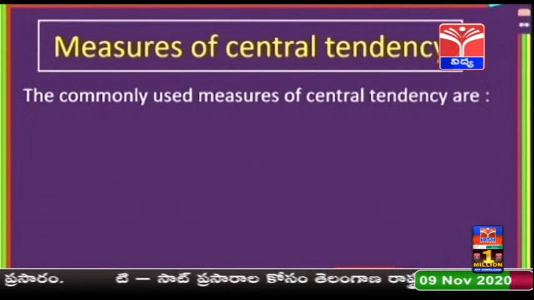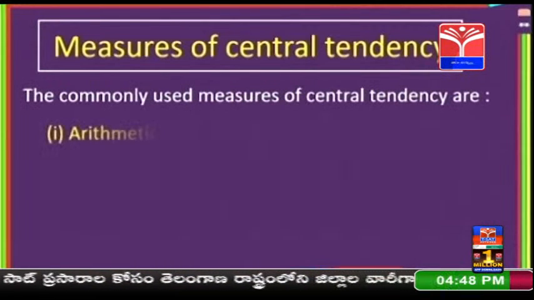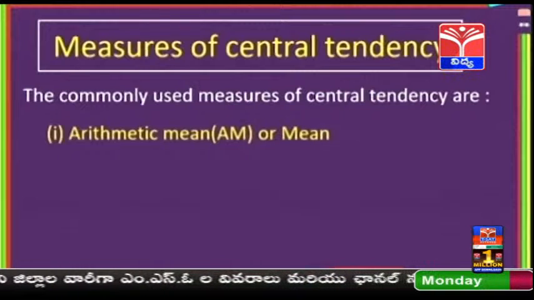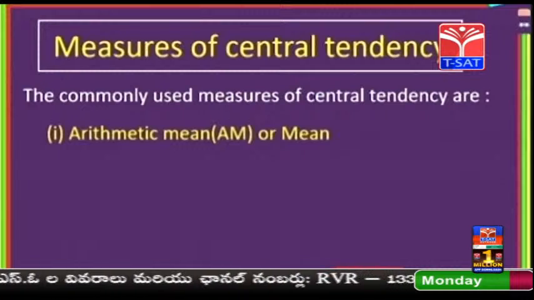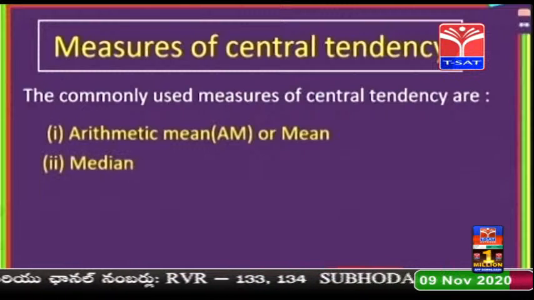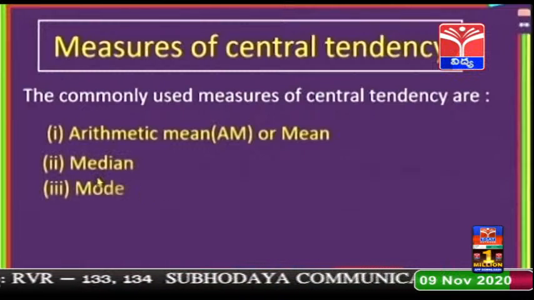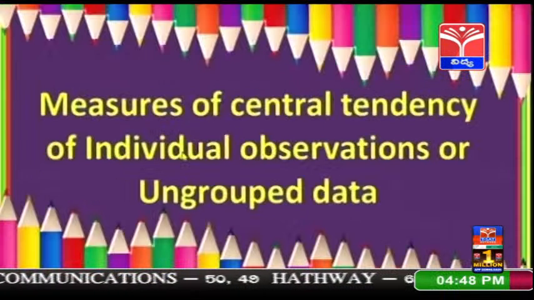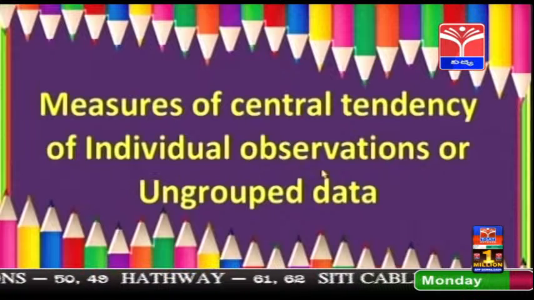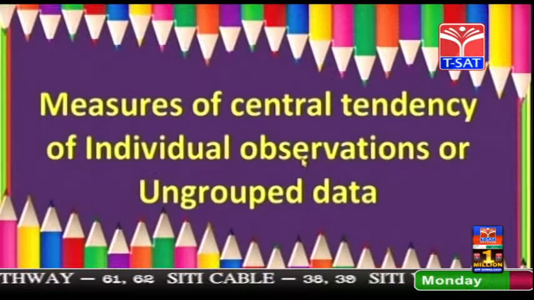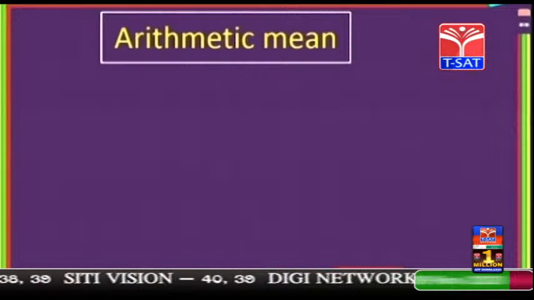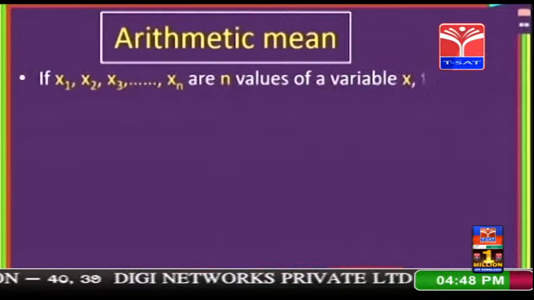The commonly used measures of central tendency are arithmetic mean, or simply mean, or sometimes also called average, the second one is median, and the third one is mode. Now, measures of central tendency of individual observations of ungrouped data. First, arithmetic mean. It is the most commonly used measure of central tendency.